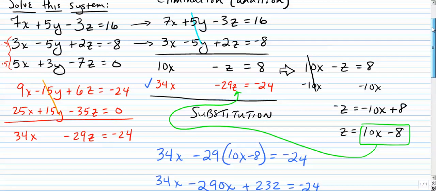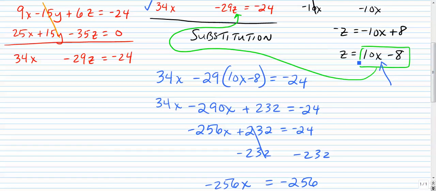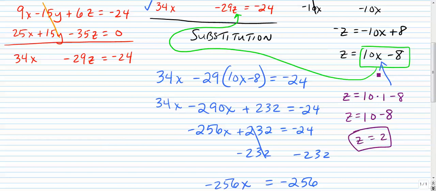So once you have one answer, look for places where you can plug it back in. We already have the x value, so how about we plug the x right in there to get the z value. So here we go. Let's go with purple. Let's go z is 10 times the value of x that we just got. The value of x is obviously just 1. So 10 times 1 is 10. 10 minus 8 is 2. So z is 2. Great.